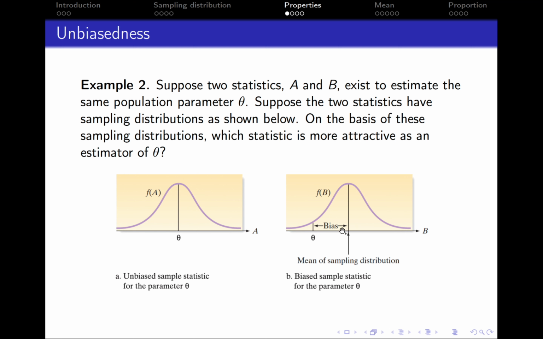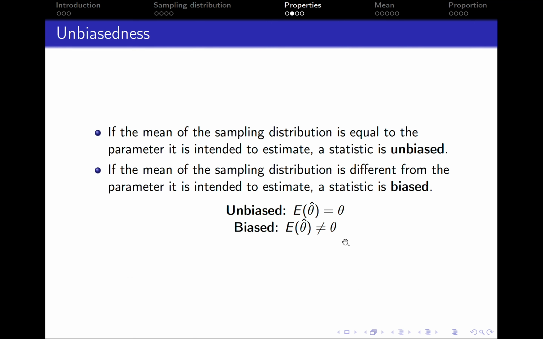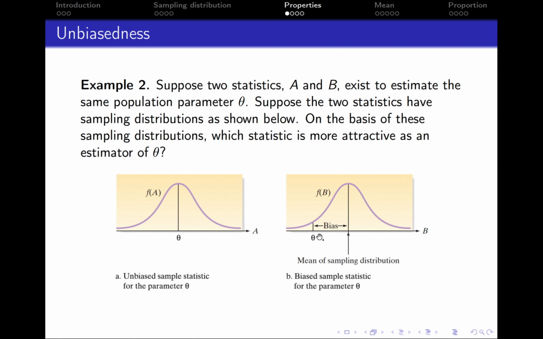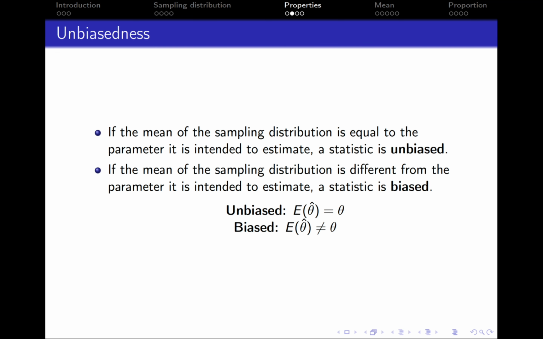However, as we can see in the graph on the right, the mean of the sampling distribution is different from the population parameter theta, and there is a bias between them. So we say that B is a biased sample statistic for the parameter theta. Therefore, if the mean of the sampling distribution is equal to the parameter it is intended to estimate, a statistic is said to be unbiased, which is good. And if the mean of the sampling distribution is different from the parameter it is intended to estimate, a statistic is said to be biased.